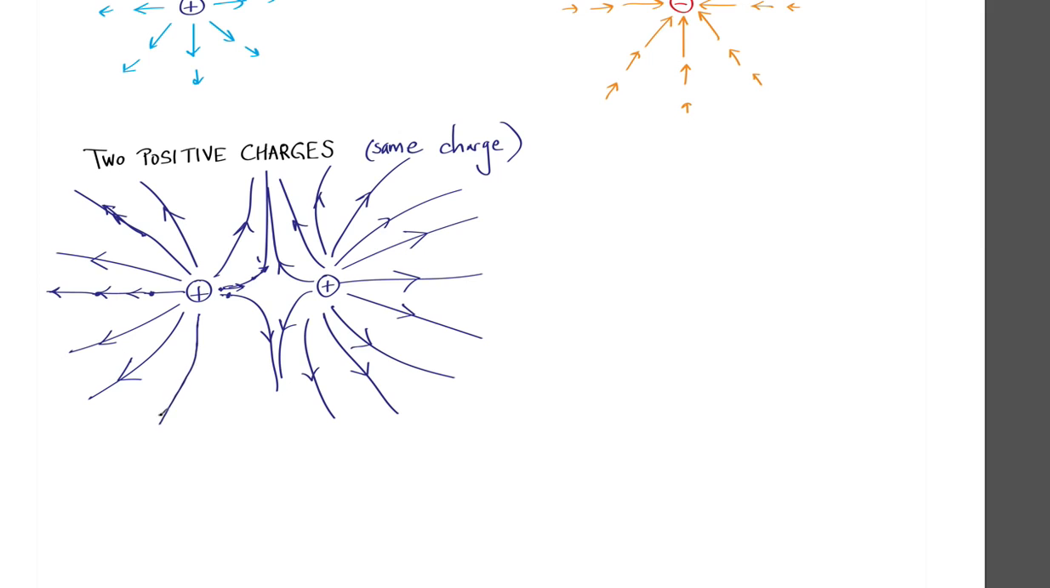And I apologize for the lousy artistry, but it's a little bit hard to write with a stylus. So the electric field lines would look something like this. They would basically all be pointing outwards from these two charges. Right in between, in the middle of the two charges, there would be no electric field, but there would be a pretty high concentration of field lines.